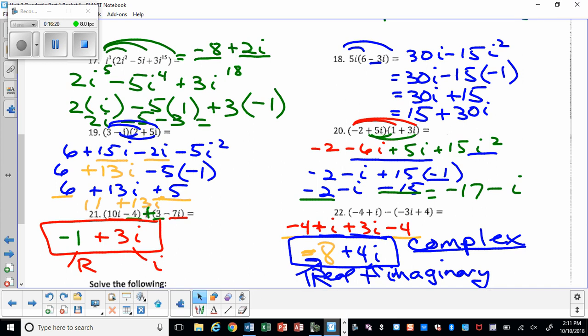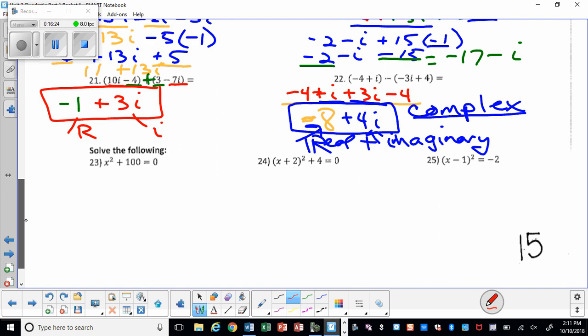That's that. Now we're talking about how to solve these quadratics. If you do not have a middle term, if you have an x squared, but there's no x to the first power, then what you want to do is get the x squared on one side and the numbers on the other. So I'm going to subtract 100 from both sides. And we'll get x squared equals negative 100.